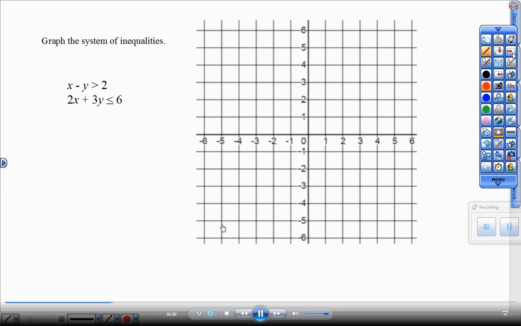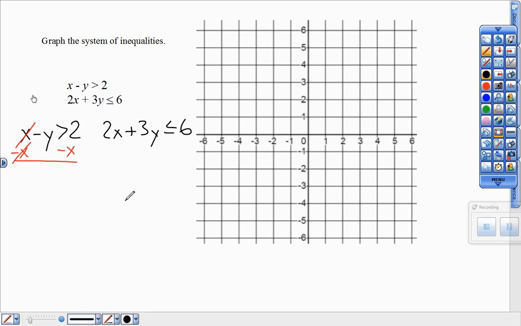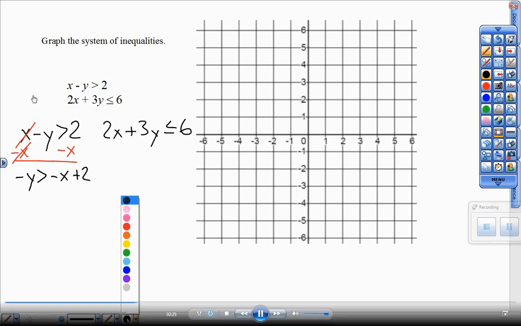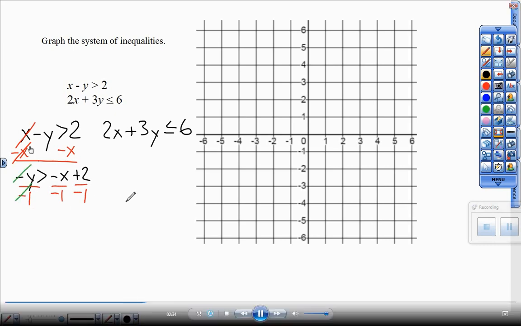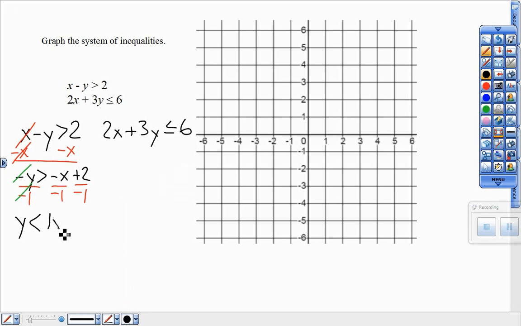Alright, next problem here. They want you to solve these for y and graph them. So x minus y is greater than 2. The other equation is 2x plus 3y less than or equal to 6. So I'm going to take away x right here, minus 1x, bring down the negative y, bring down my inequality, greater than negative x plus 2. Divide everything by negative 1, which flips my inequality and makes this y less than 1x, positive 1x, minus 2. That's going to be my line in red that I graph.